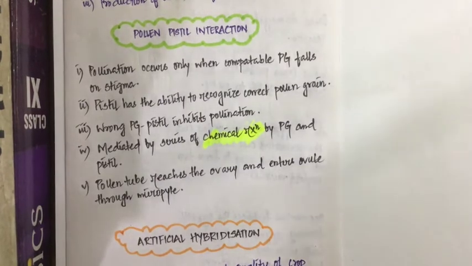But for simplicity, let me explain it here also. The pollen grain falls on the stigma. Then that pollen grain makes a tube-like structure, and that tube-like structure enters inside the ovule through the micropyle.